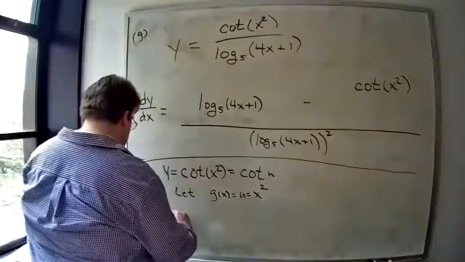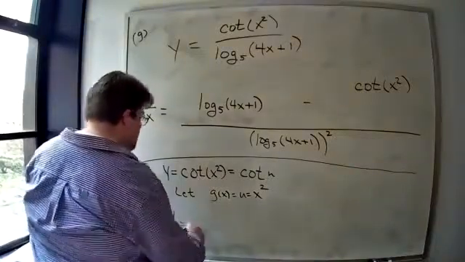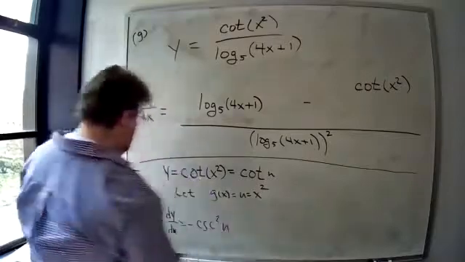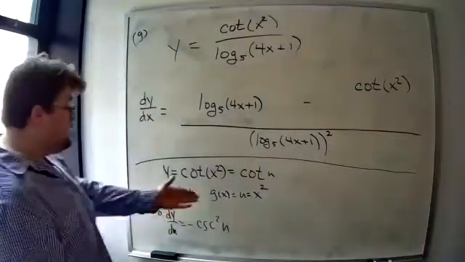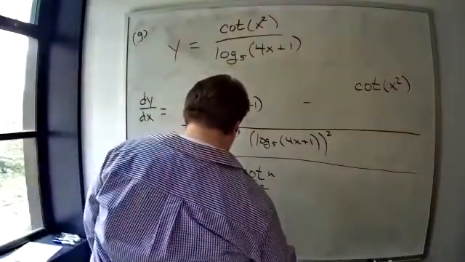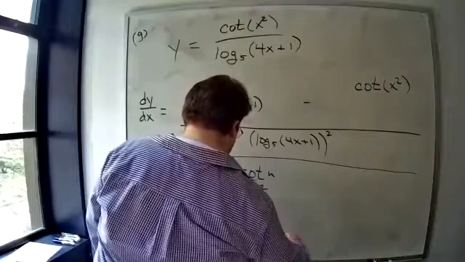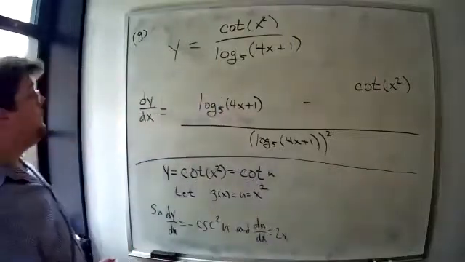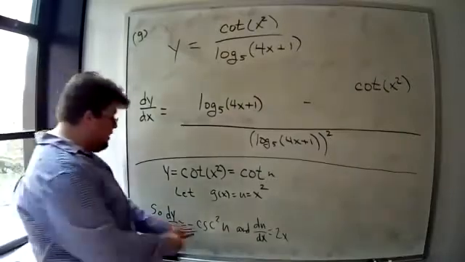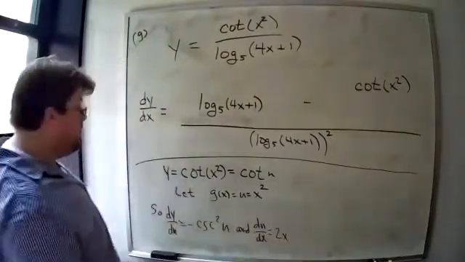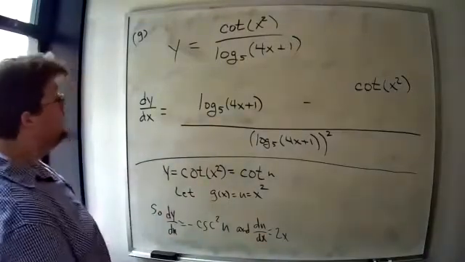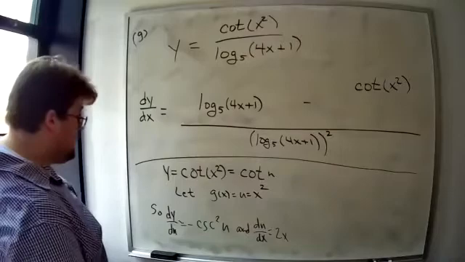So dy du, derivative of cotangent, is negative cosecant squared. Du dx, derivative of x squared, is just 2x. So here, for the derivative of cotangent of x squared, we would just multiply these together, and I'm going to write them up here. I'm also going to move the numbers out front so the answer looks a little better.